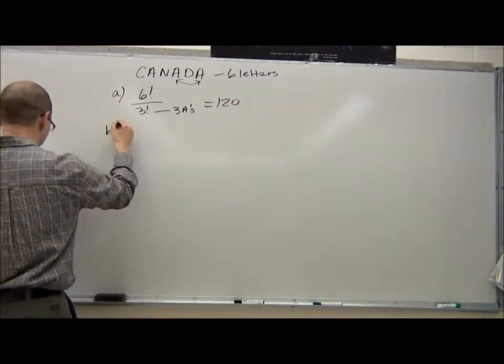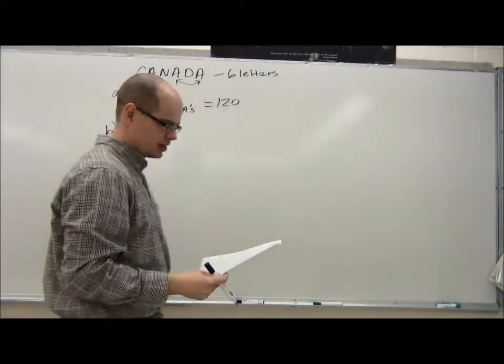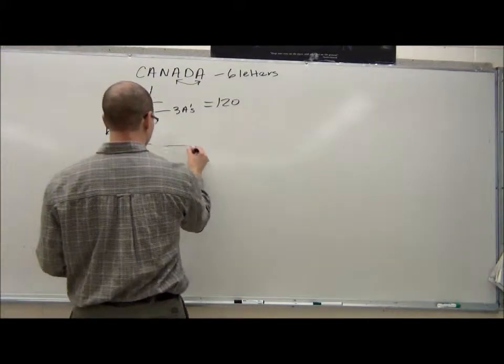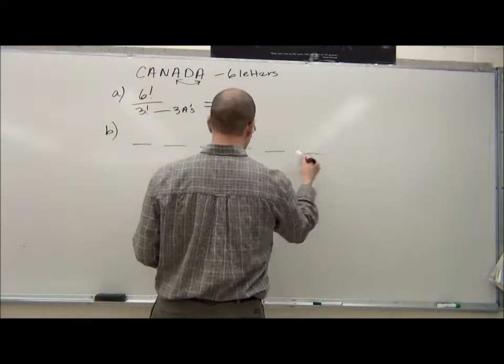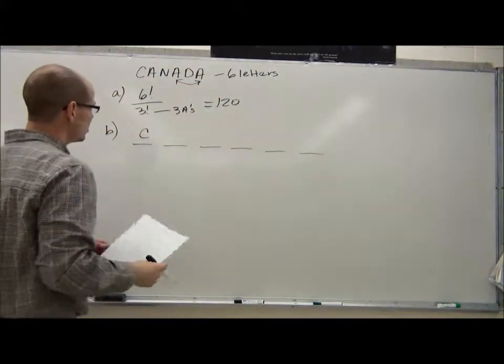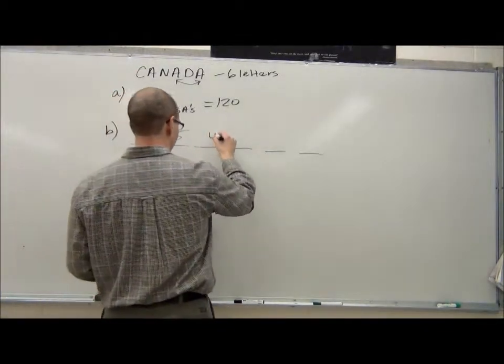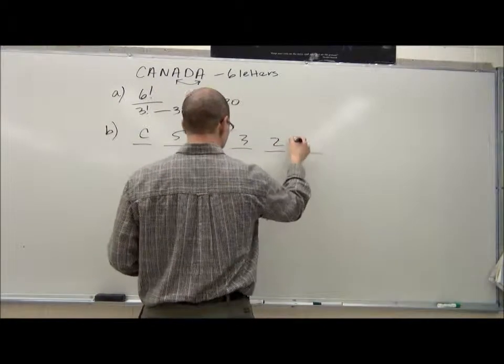In B, they've given us a restriction. So they're telling us that it has to start with C. So it has to start with the C. So we're down to 5 letters. So you'd have 5, 4, 3, 2, 1 choices on the end.